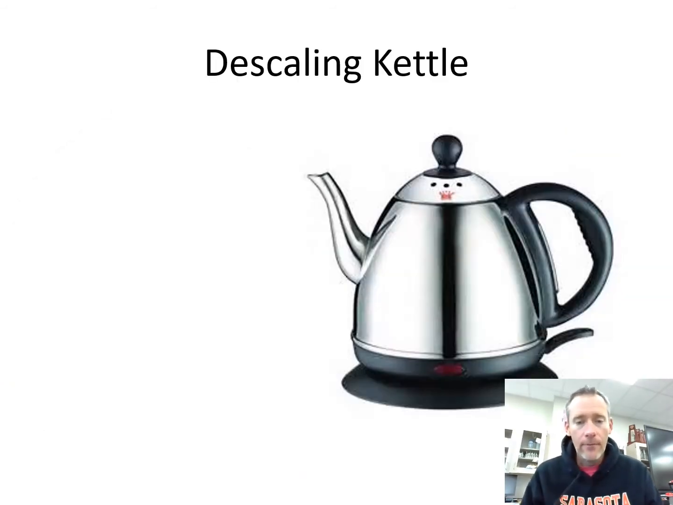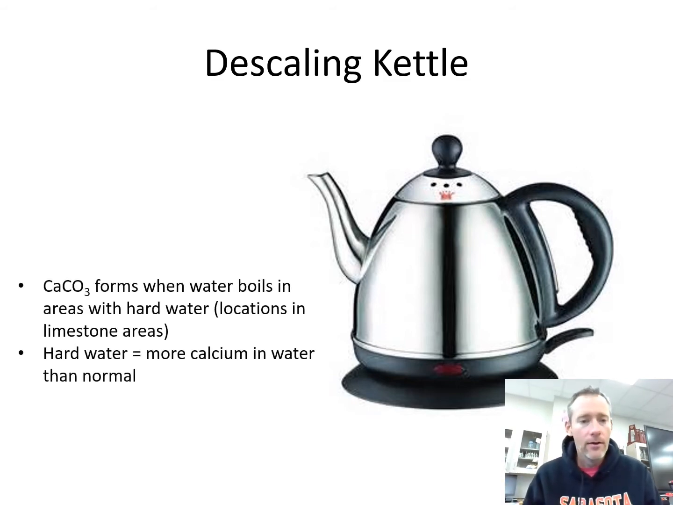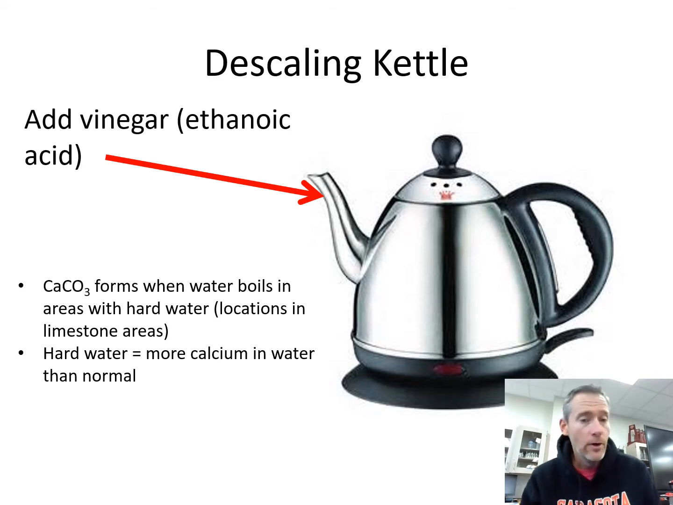Sometimes in cooking products, you have some calcium built up. In a kettle or other products that have water in it, we have hard water, limestone areas, that causes calcium carbonate to form on these cooking vessels, and that's what also happens in other places, like a chlorinator for pools. You have this calcium buildup. So to help reduce calcium carbonate, we use vinegar or any other type of acid.